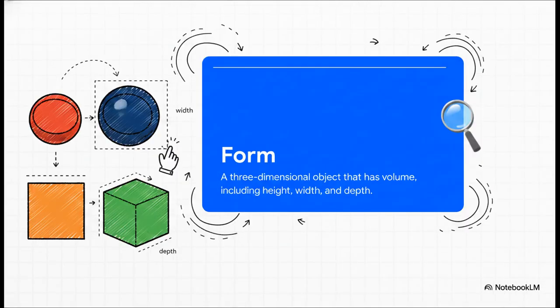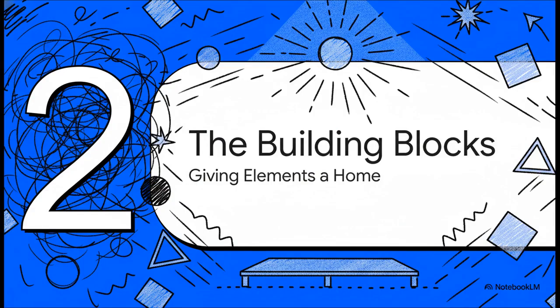Okay, now let's take that flat shape and give it the illusion of depth. What do we get? We get form. This is how a circle becomes a sphere or a square becomes a cube. Form is what makes an object feel real, you know? It gives it that sense of weight and presence, making you feel like you could almost reach out and grab it.